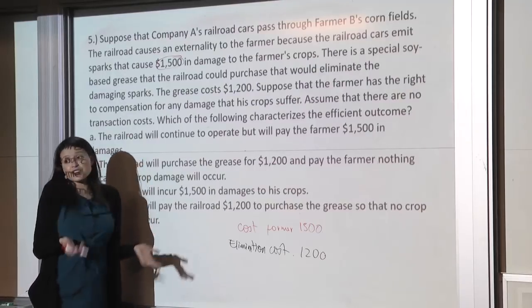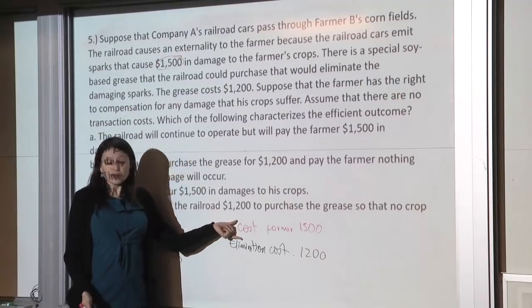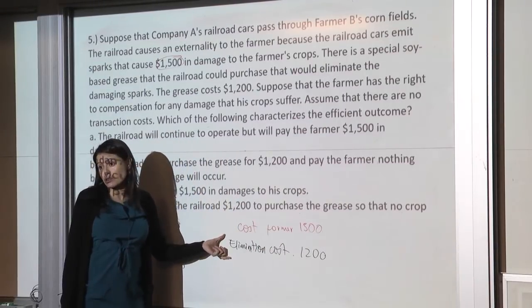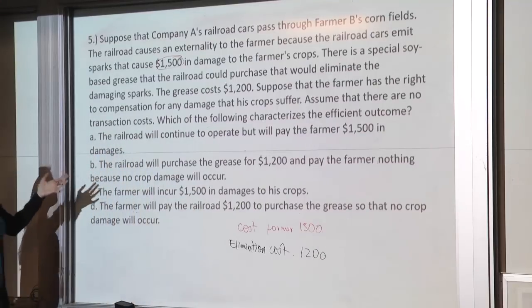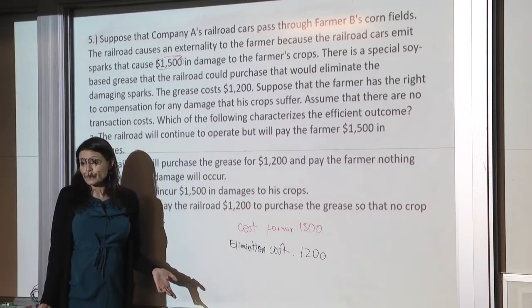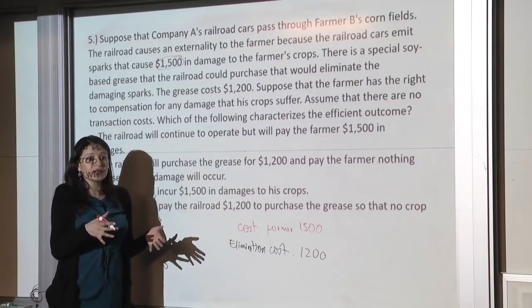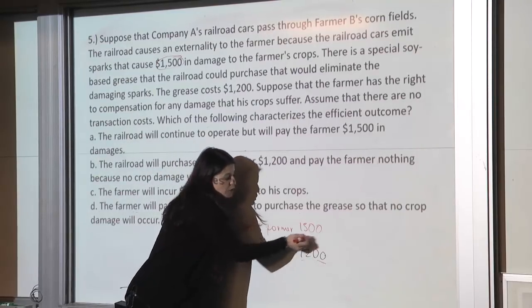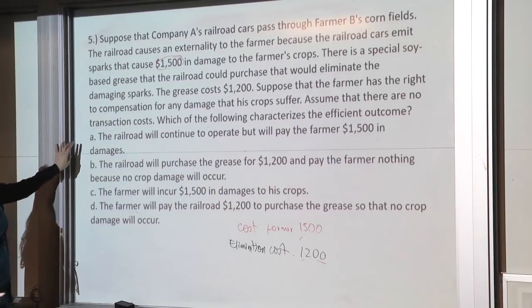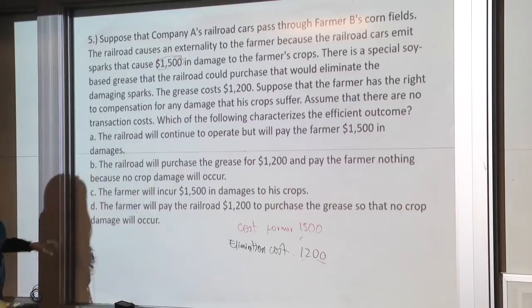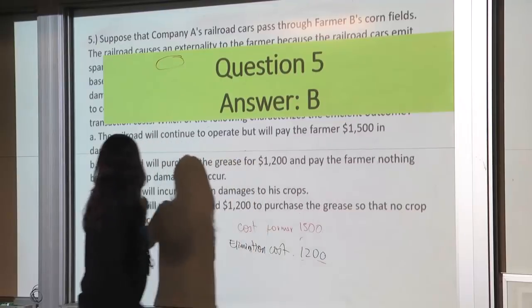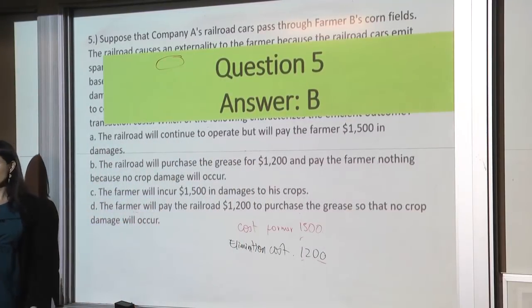Well, then what is efficient? To compare paying 1,500 to the farmer or paying for the elimination cost. Basically buying that soy-based grease to eliminate those sparks. So what is the most efficient thing to do? Given that the farmer has the right, elimination, because 1,200 is cheaper than 1,500. So the answer is B, right? The railroad would purchase the grease for 1,200 and pay the farmer nothing because no crops damage will occur. Okay? Clear?